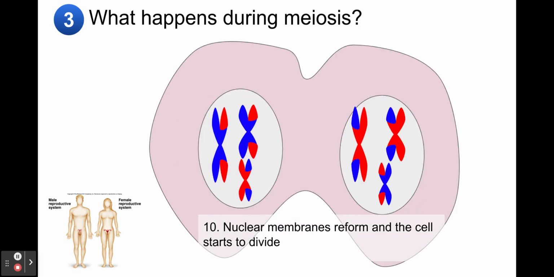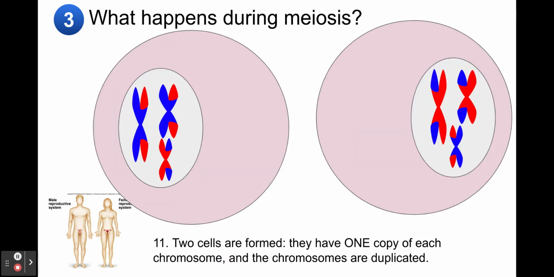I know this cell is a little funky looking, but notice we've got our nuclear membrane around each set of homologous chromosomes, and our cell is starting to pinch in the middle. It will divide into two cells. Step 11, two cells are formed. They have one copy of each chromosome, and the chromosomes are duplicated. So we still have those X shapes. We still have a duplicated chromosome with two sister chromatids. One of the chromatids is recombinant, the other is not recombinant, and we don't have two of each chromosome, we have one of each chromosome in each cell.